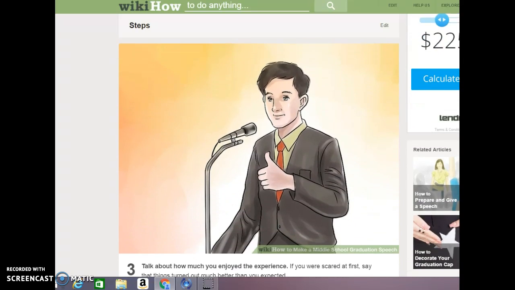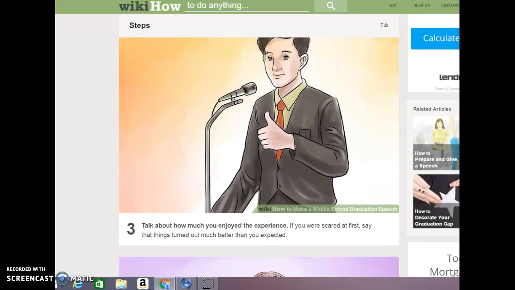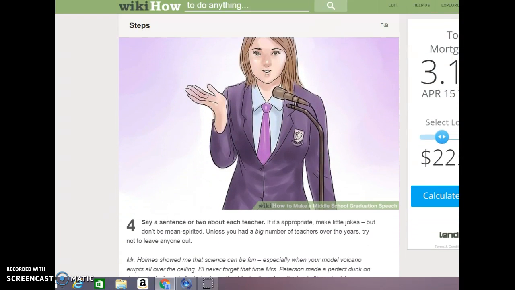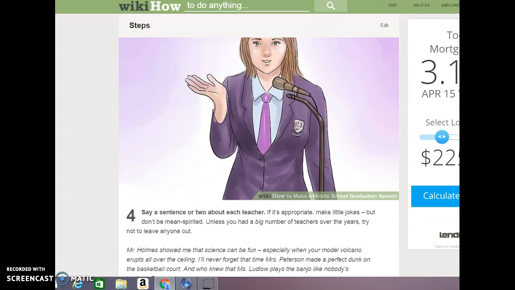Okay? Then step 3 is talk about how much you've enjoyed your experience here at Mayflower, maybe lessons that you've learned at Mayflower. Okay? Step 4, you can do this if you want, again, to say a sentence or 2 about each teacher that you've had.